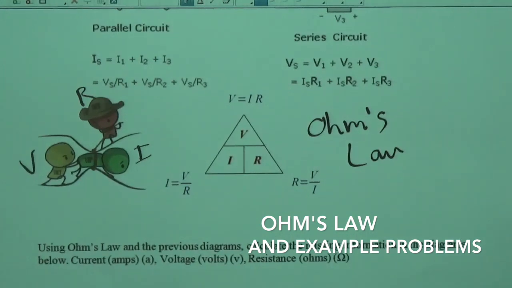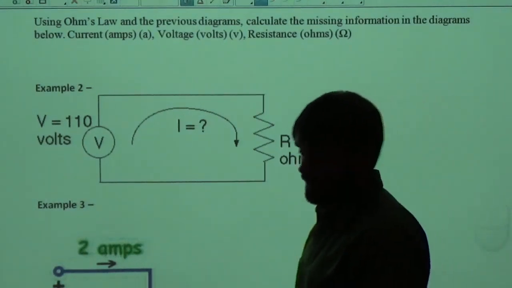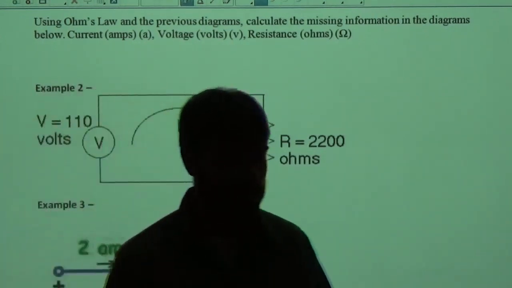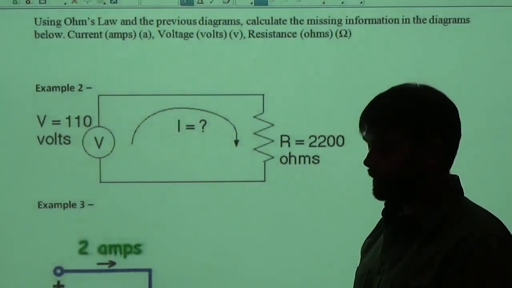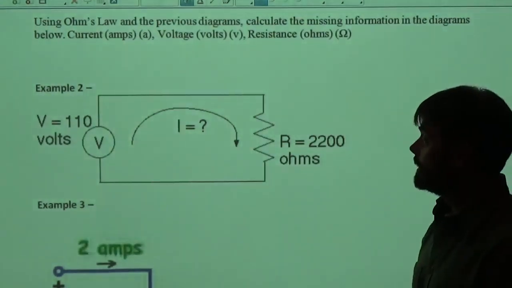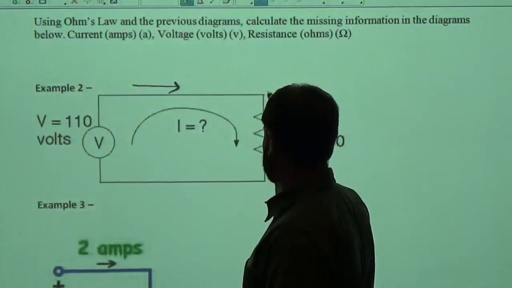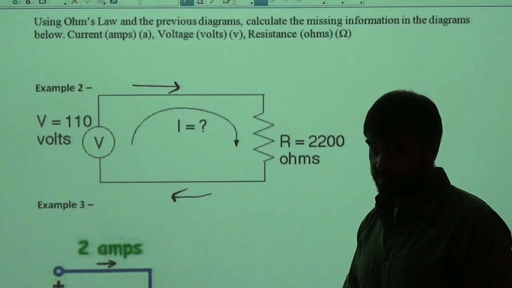So we're going to do some example problems with those here, so you guys get a little bit better understanding on how to do this. Using Ohm's law and some of the previous diagrams here, we're going to calculate some of the missing information that is labeled. So in example number 1, they give us a voltage source. They tell us that the voltage is equal to 110 volts. They show the current to go in this direction, from here to here, flowing through the resistor. They want us to figure out what the current is.